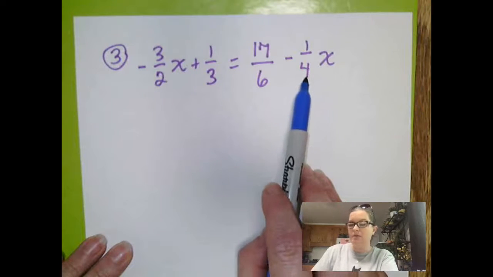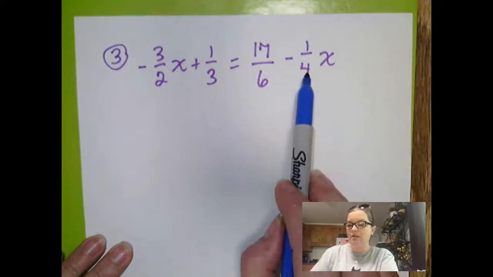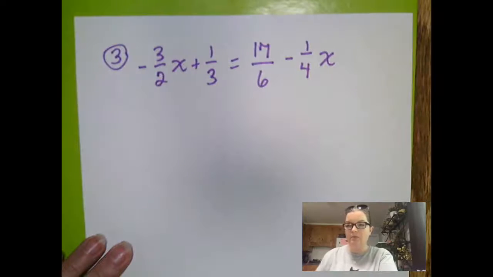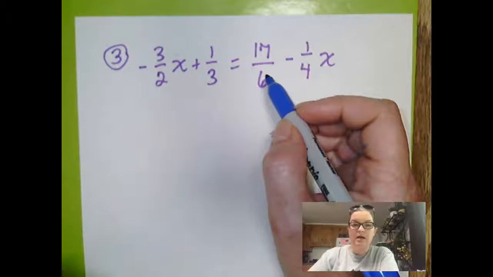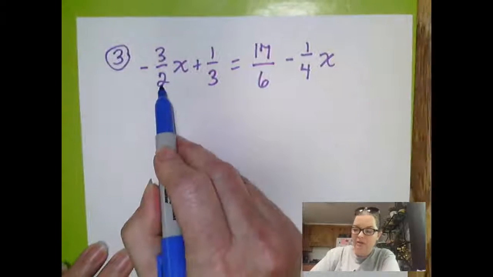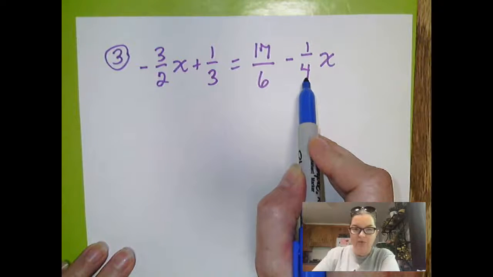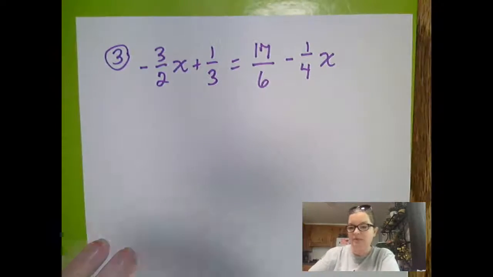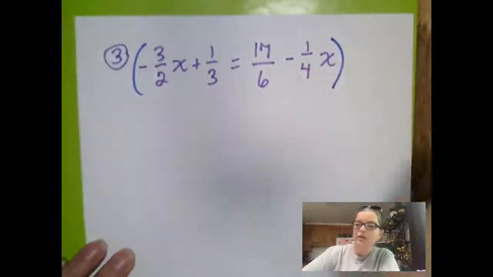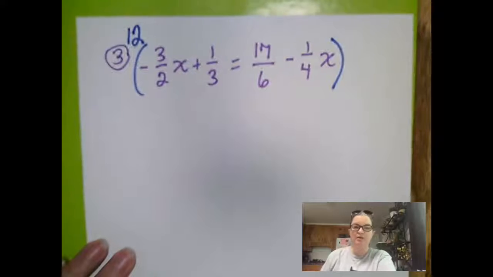That one's good. 6 divided by 4, I can't use the 6 because 6 divided by 4 is not an integer. So I need to multiply 6 by 2. I just keep going up in my multiples of 6. 6 times 2 is 12. So let's try that one. 12 divided by 2 is 6. 12 divided by 3 is 4. 12 divided by 4 is 3. Yes, we've got one. So the whole equation will be multiplied by 12.